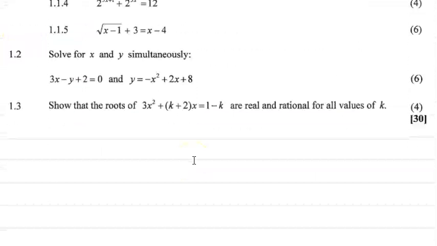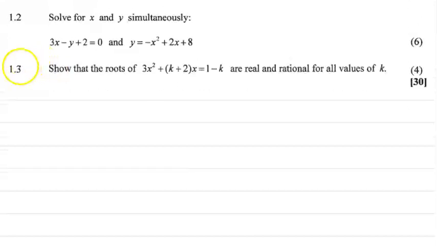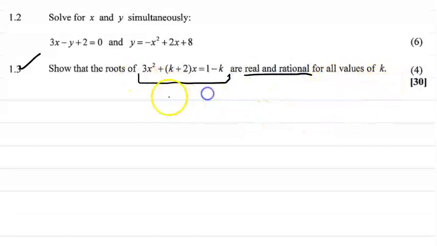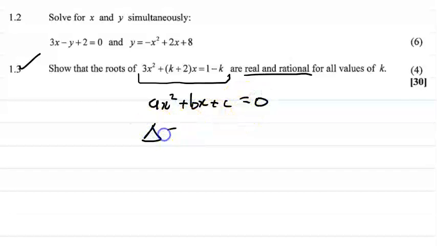In this particular question, we have 1.3. Show that the roots of 3x squared plus (k plus 2) times x equals 1 minus k are real and rational for all values of k. Now remember that the first thing we have to do is write this in the standard form first, which is ax squared plus bx plus c equals 0. Then we are able to work out the discriminant, which will be b squared minus 4ac.